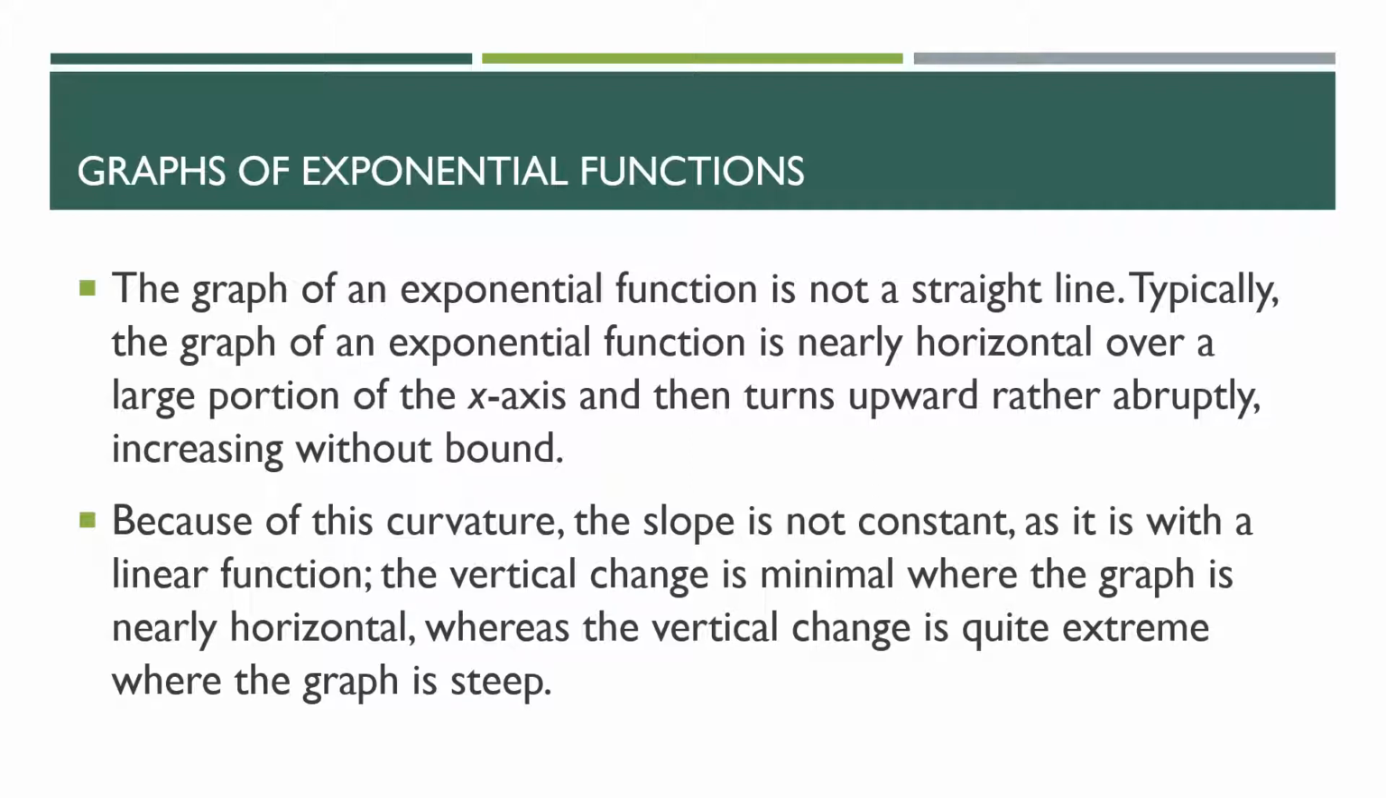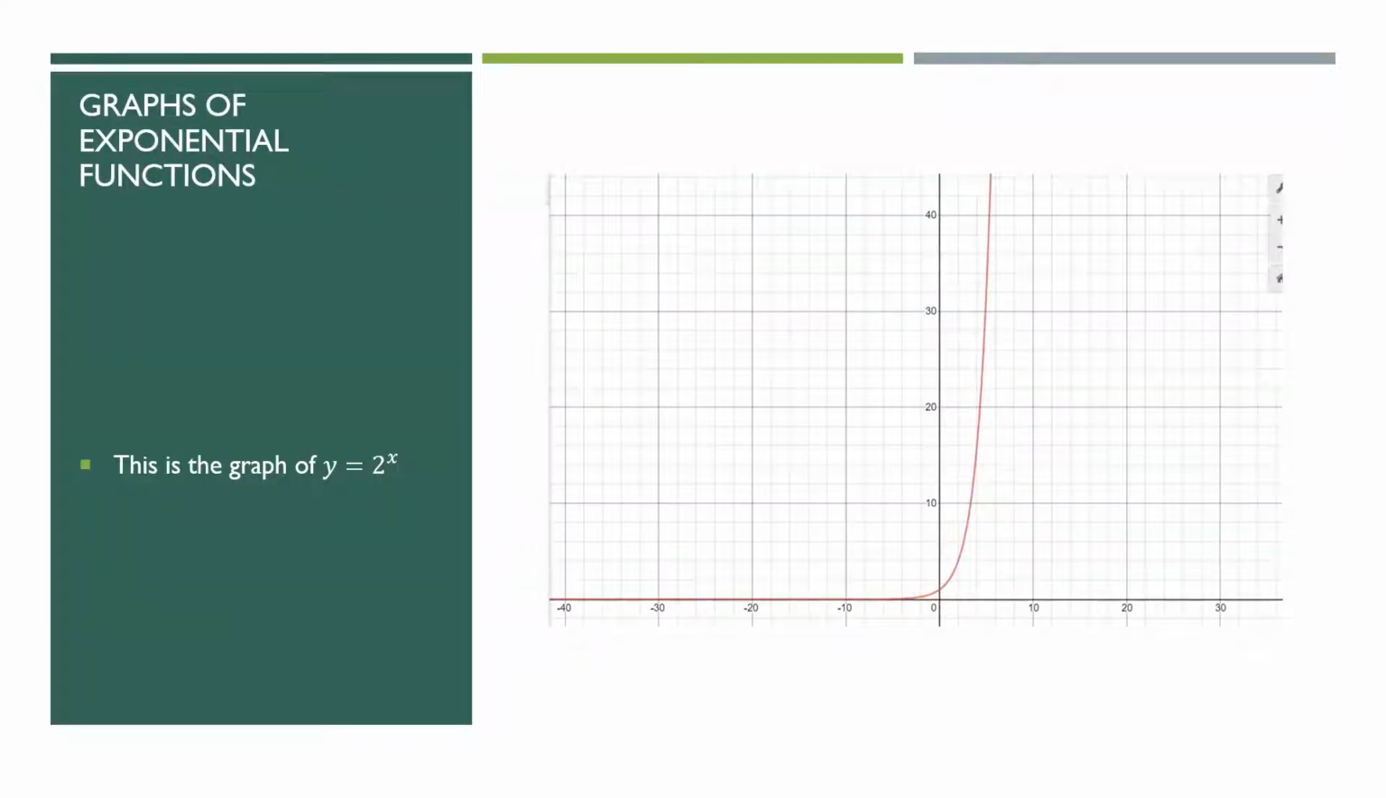The vertical change will be minimal where the graph is nearly horizontal, whereas the vertical change will be pretty extreme where the graph gets steep. All right, so you can't find the slope the way that we did with linear functions back in chapter 12. You can't find the slope like how we did back in chapter 12 when we're dealing with exponential functions. All right, here we have a couple of graphs.